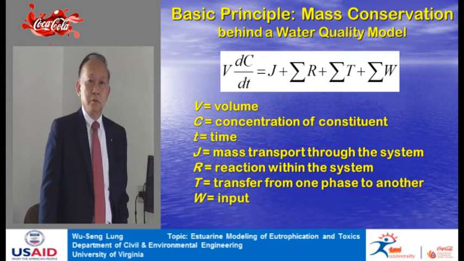All the other things, the three components: J, what's that? Mass transport, movement. R, kinetics, reaction in the system. T is transfer from one phase to another. And then the input, that's the pollutant loadings. That's it. That's very simple. So obviously, this simple equation cannot do much for us, right?